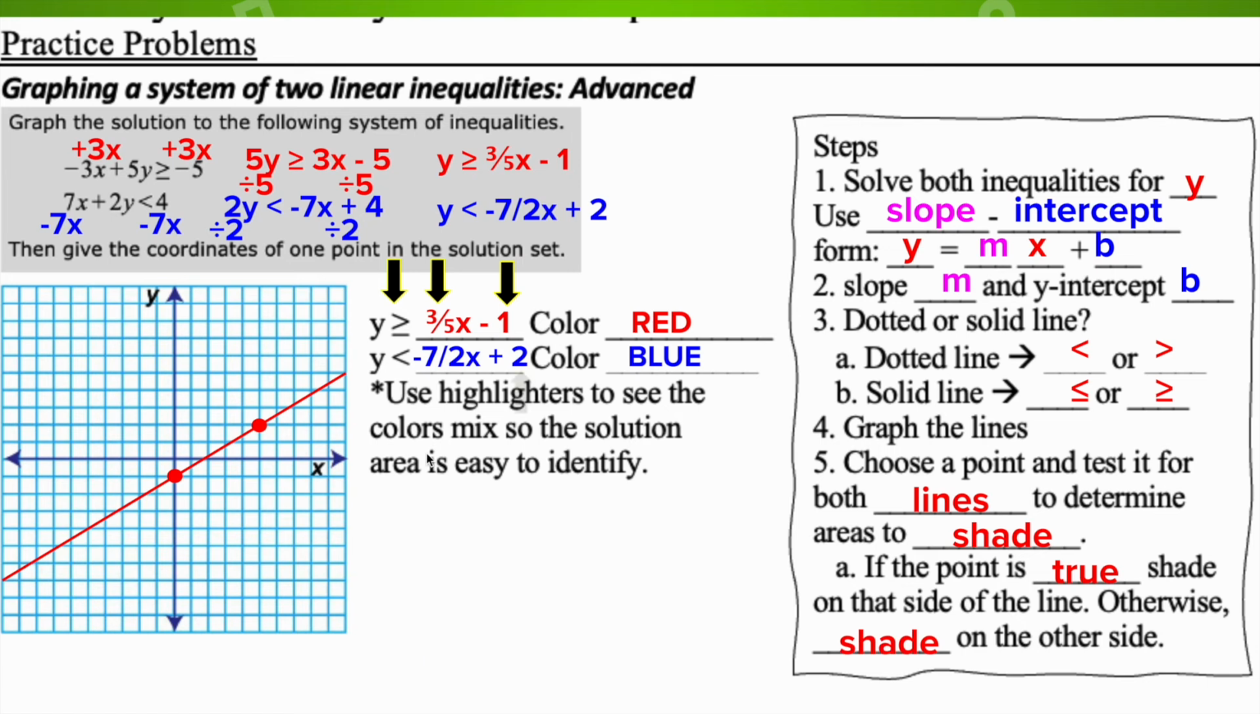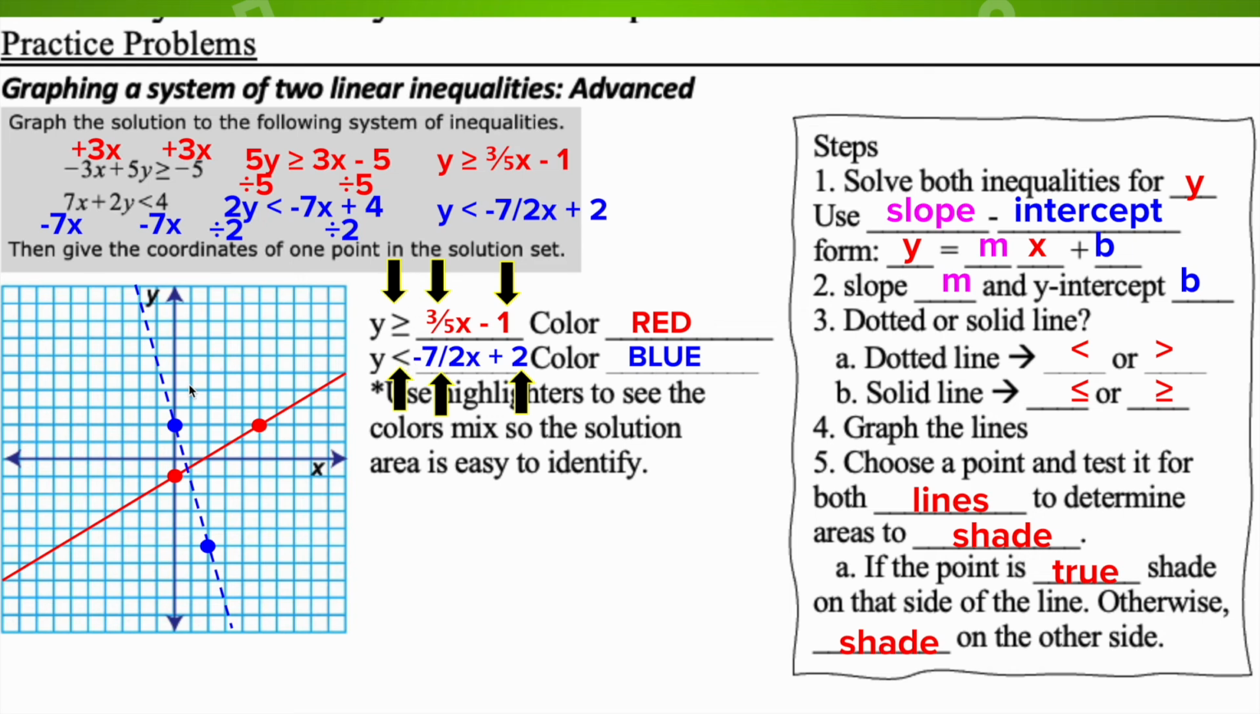So I'm going to do my second line. I'm going to start at 2. So there's my y-intercept. My slope is negative 7 over 2. So I'm going to go down 7, right 2. And now I'm going to graph my line, but I do have to pay attention to that inequality sign. It's just less than, so it needs to be dotted. If you left it solid, it would mark you wrong because that is not included in the solution.